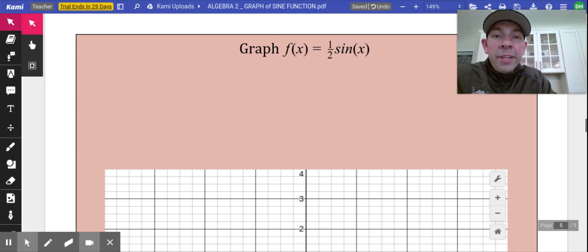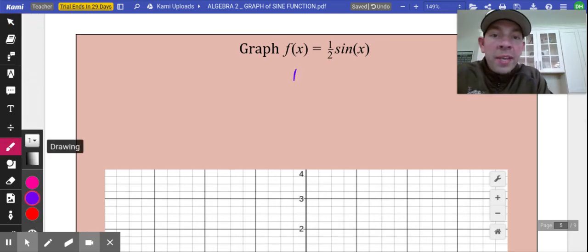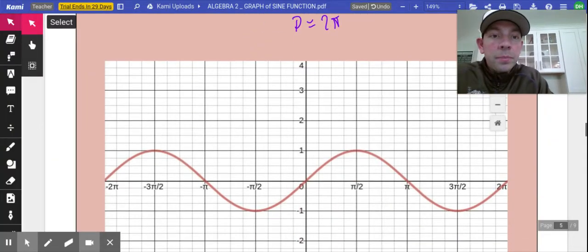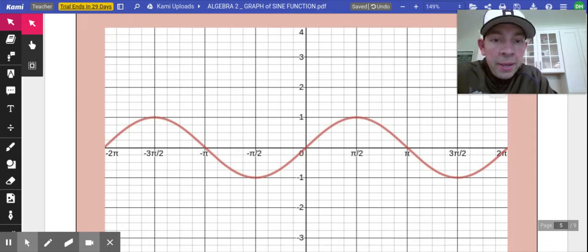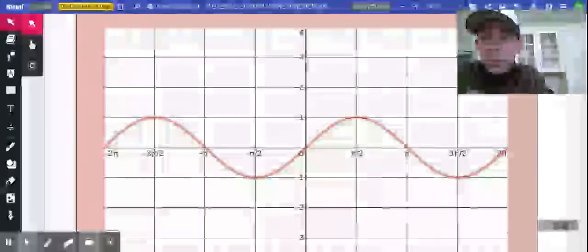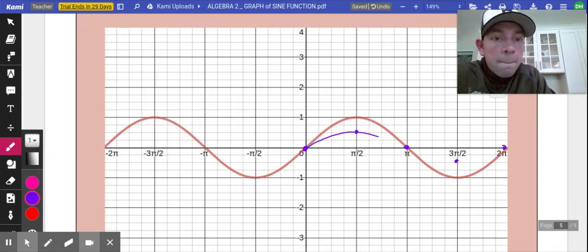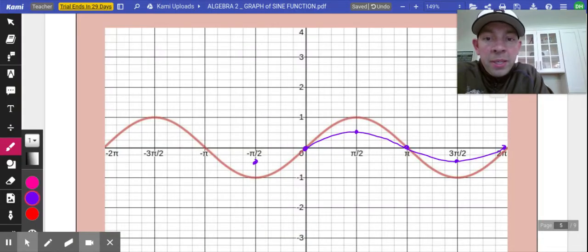Okay, what if I change the amplitude so now the amplitude's only 1/2? Still have a frequency of 1 and a period of 2 pi, right? So let's see how that affects things. Now my height is going to be 1/2. So we kind of just squished it tighter together. Going back on the other side would be here, here, here, here.